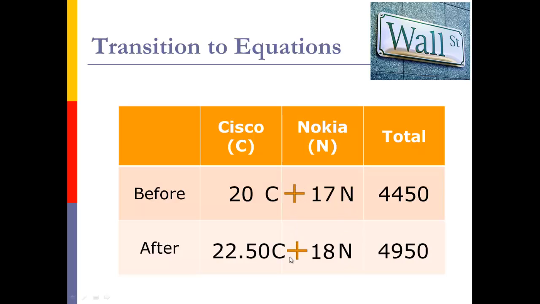And then what happens? We're going to add these two together. We're going to add the dollar amount for Cisco and the dollar amount for Nokia. Because remember, $20 times the number of shares gets me the total for Cisco. 17 times the number of shares for Nokia gets me the total for Nokia. And then total overall would be those two added together. So that's the main idea I'm using.